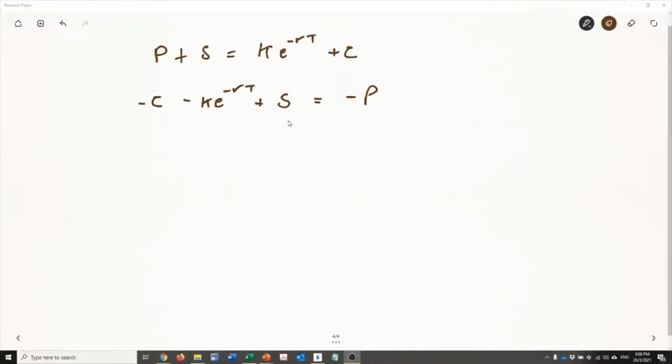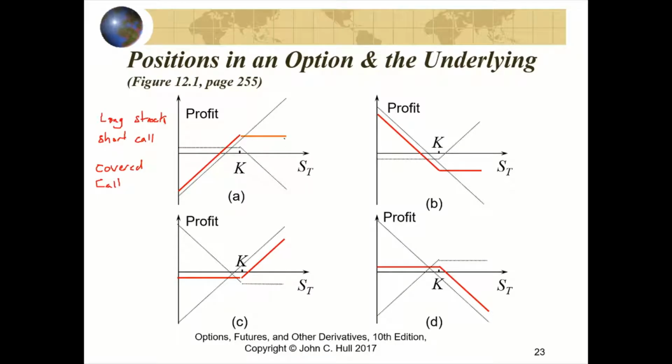Now if we did some arrangements, a short in a call, and borrowing a certain amount of cash, plus a long in the stock will yield a position that is similar to taking a short in the put option. So just rearrangements. We take P to the other side, the present value of K to the other side, and the premium for the call option to the other side. We will achieve this equation, which represents a short in a put option.